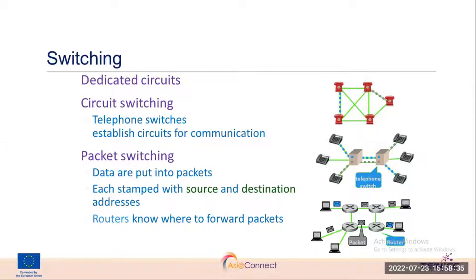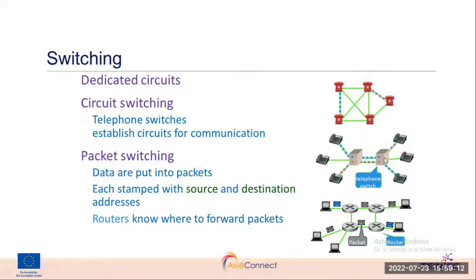without any dedicated line. They will follow public networks, and the receiver can receive the data from different lines, and the receiver will accumulate this data. So the router knows where to forward the packet. The packet has the sender information and the receiver information, so the router will decide how to forward this data to the destination. Here is a telephone switch network.